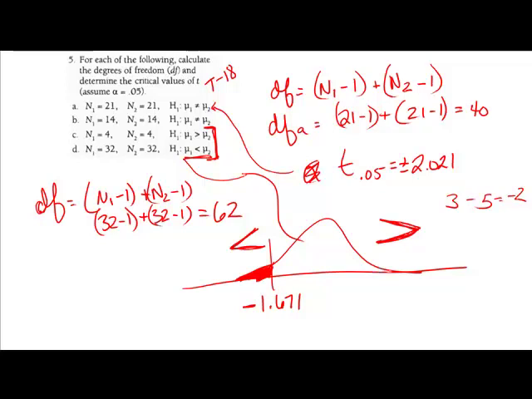Alright, hope that makes sense. Okay, 62 degrees of freedom, critical value. Yep. Alright, we're good to go. On to the next one.